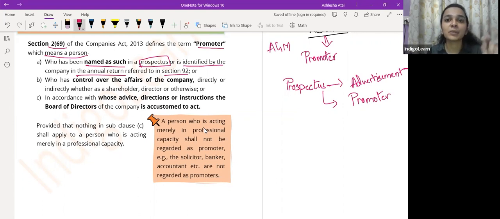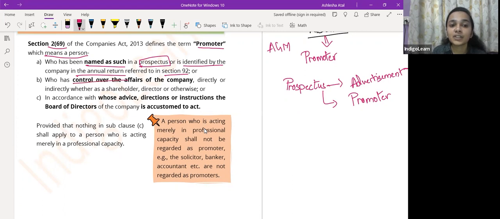अभी एनुअल रिटर्न में भी प्रमोटर का नाम लिखा है, तो अगर एक इंसान का नाम कंपनी के प्रोस्पेक्टस में या फिर एनुअल रिटर्न में एज अ प्रमोटर स्टेट किया गया है, तो हम उस इंसान को कंपनी का प्रमोटर माने. सो प्रमोटर मीन्स अ पर्सन हु इज बीन नेम्ड एज अ प्रमोटर इन द प्रोस्पेक्टस और इज आइडेंटिफाइड बाय द कंपनी इन द एनुअल रिटर्न एज देयर प्रमोटर. सो दिस इज द फर्स्ट पॉइंट. सेकेंड पॉइंट क्या बोलता है?